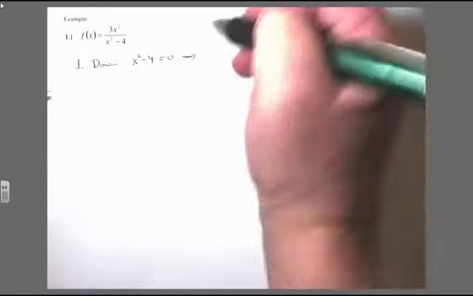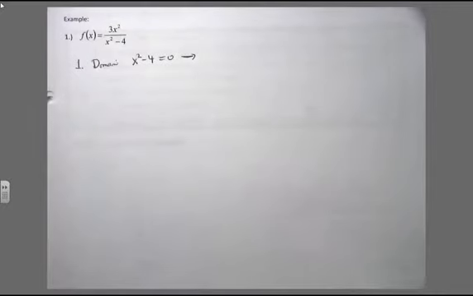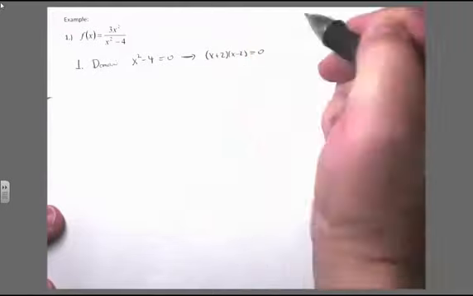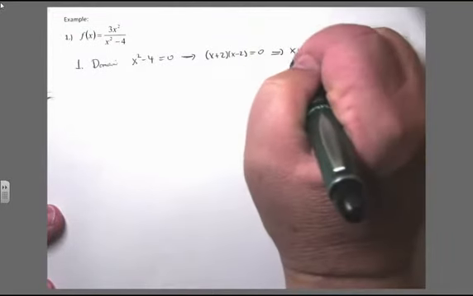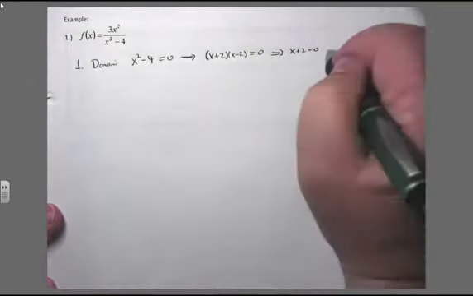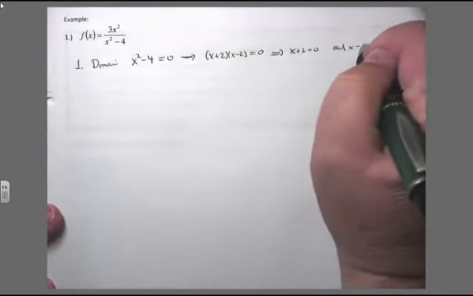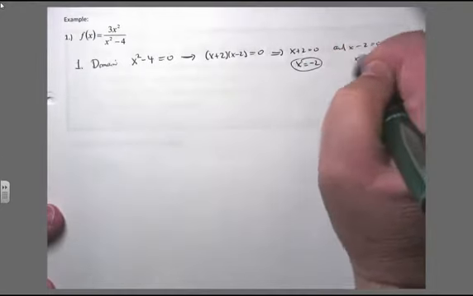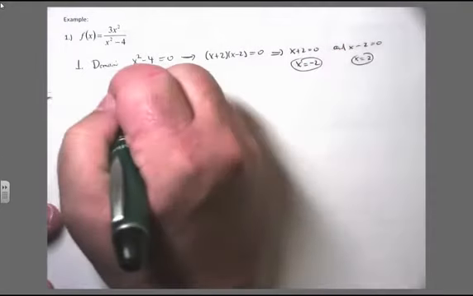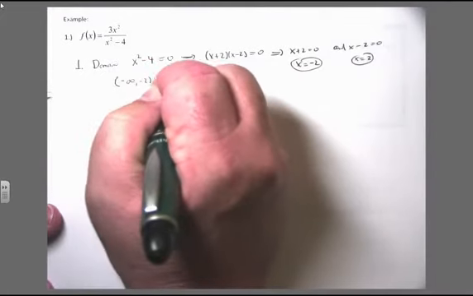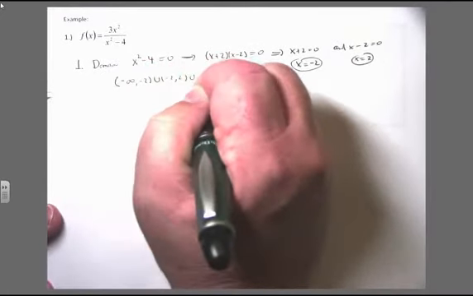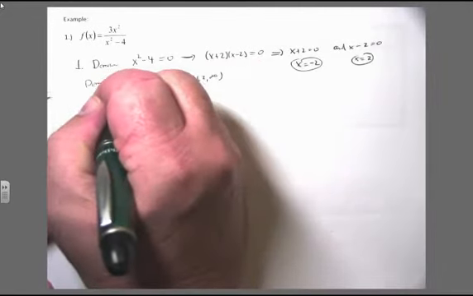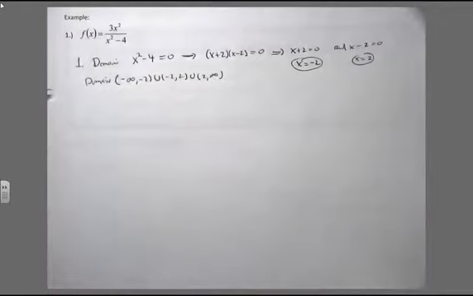But you know, x squared minus 4 factors. How does x squared minus 4 factor? X plus 2 times x minus 2 equals 0. Set each factor equal to 0. X plus 2 equals 0, and x minus 2 equals 0. That gives me 2 answers. X equals negative 2 and x equals positive 2. So my domain is negative infinity to negative 2, union negative 2 to 2, union 2 to infinity. All real numbers except negative 2 and positive 2.